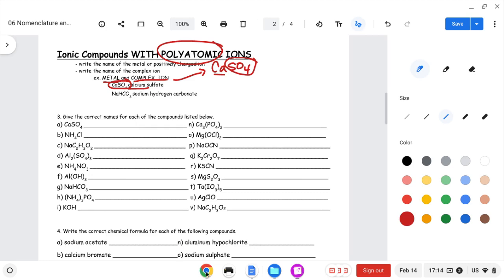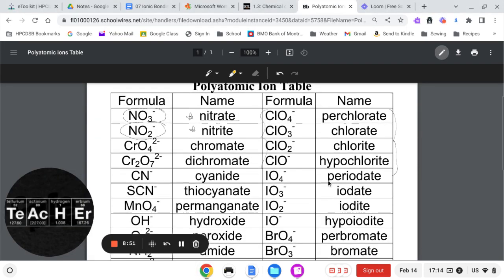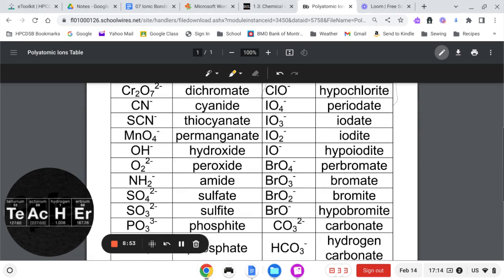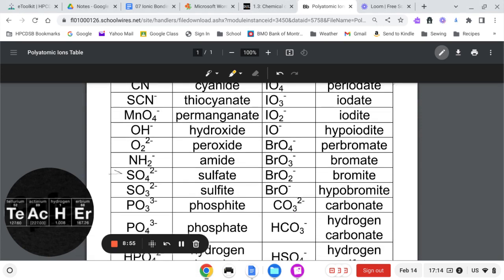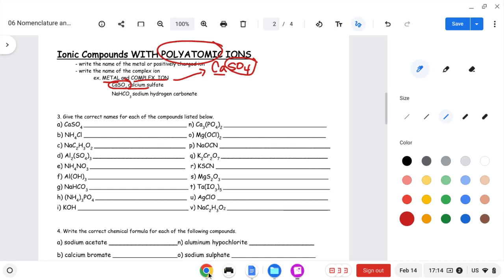So if we go back to the chart, we're going to look for SO4 on our chart. There it is right there. Okay. And we call it sulfate. Okay, so we call that name calcium sulfate. Here's another one. Okay, so there's NaHCO3. So see how you have all these elements right away. It's a big clue that you're using a polyatomic ion.